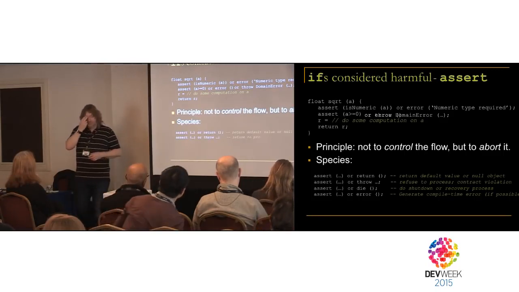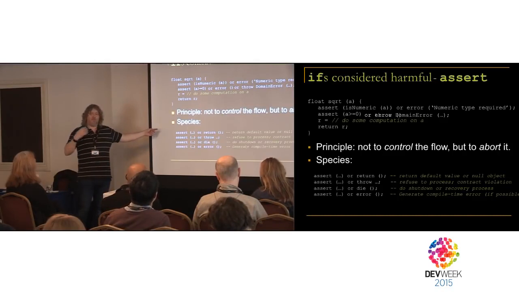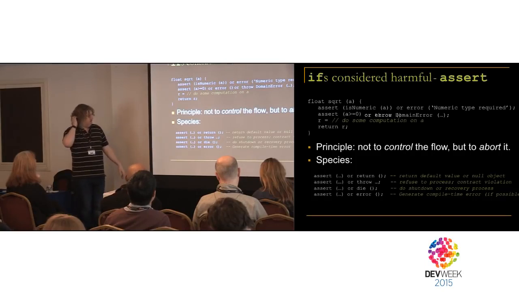Several different kinds of assertions. We can either return a null object or a default object. We can throw an exception. We can call die, which means to actually shut down the program.